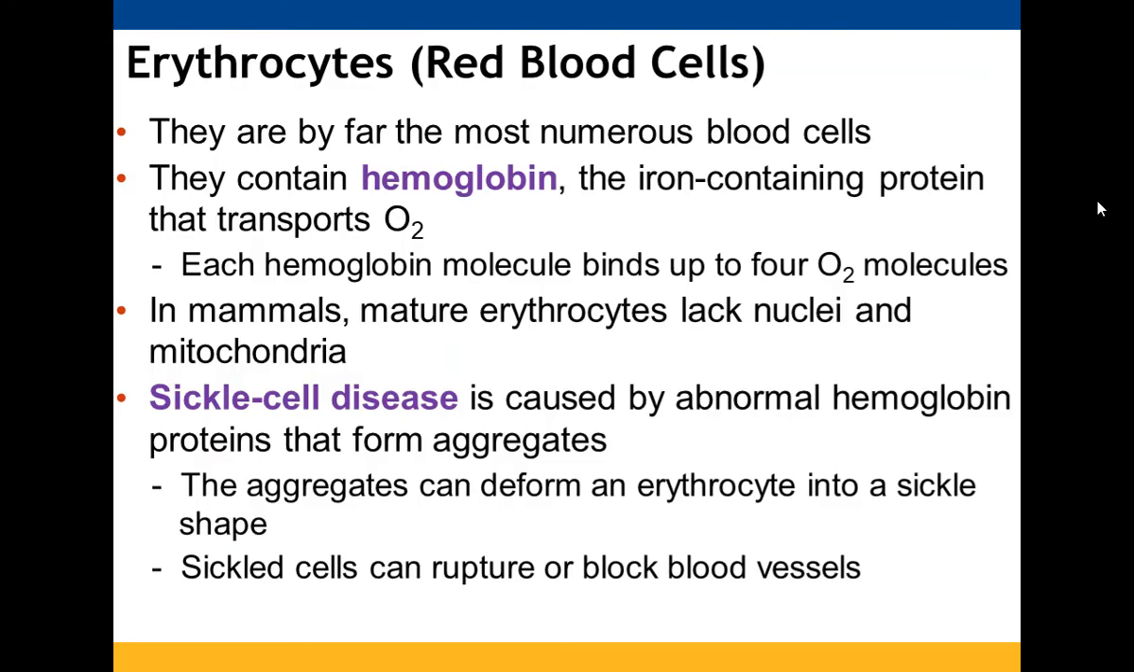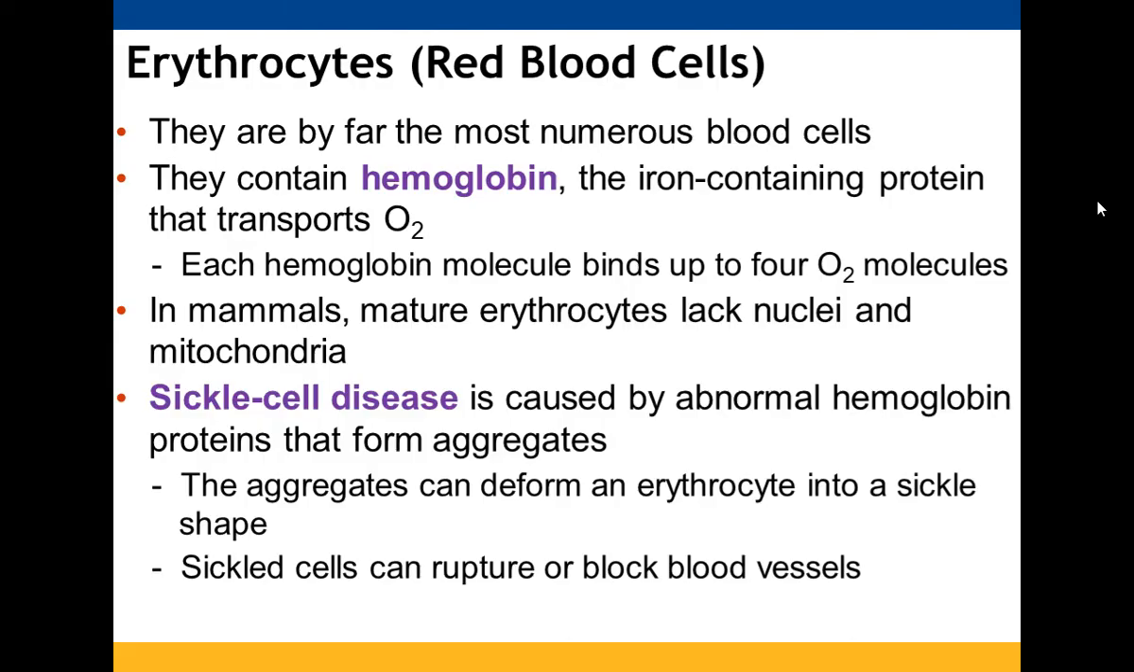So, erythrocytes are the most likely blood cell you're going to find. They're the ones that contain your hemoglobin, which allows the oxygen to move. Each hemoglobin can bind up to 4 O2 molecules. Red blood cells do not have nuclei. They do not have mitochondria.